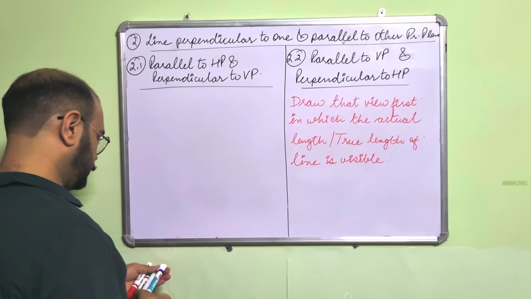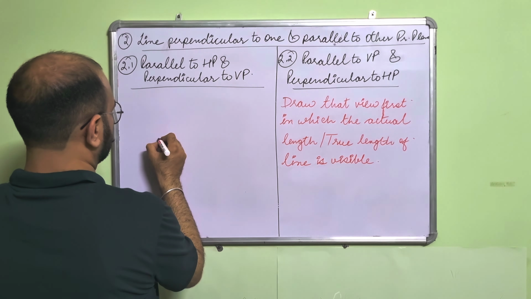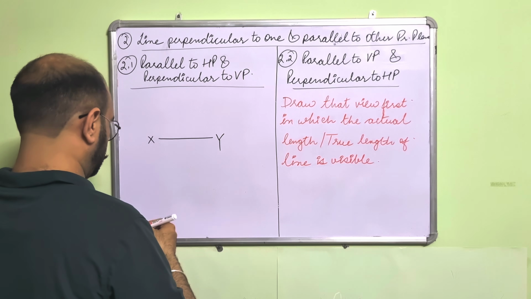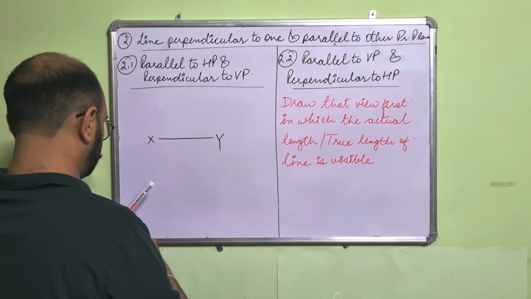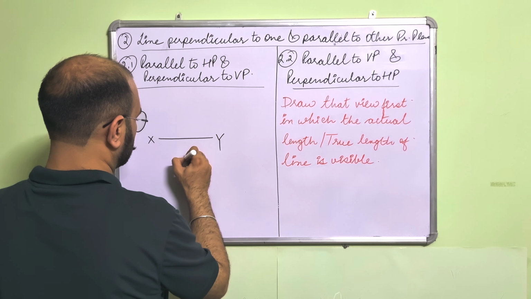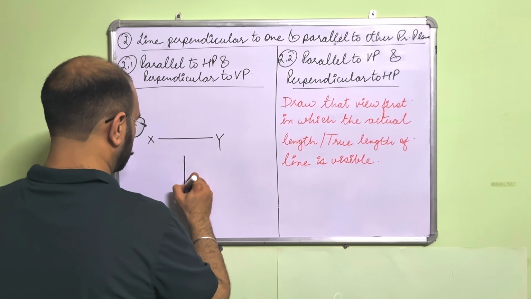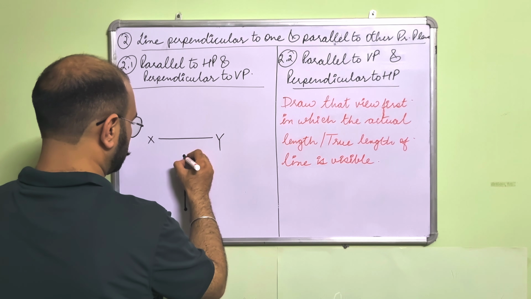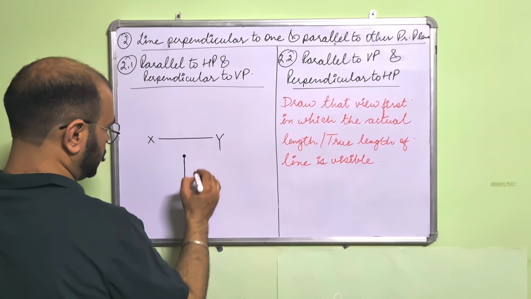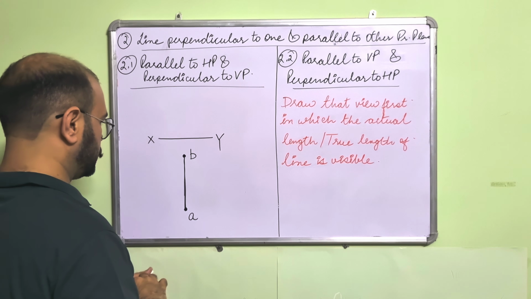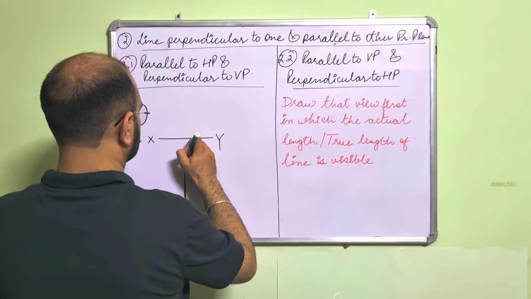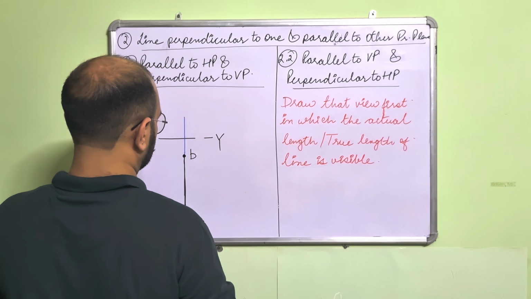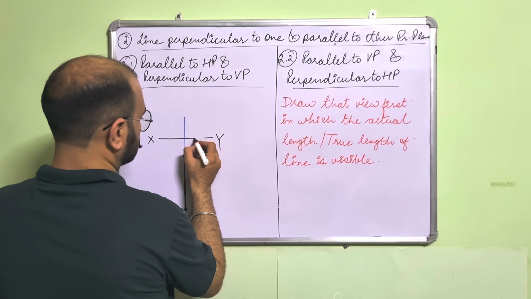Let us draw it for the first case. The XY line first, we will draw the XY line. Next, let us draw the line. This is the line when it is parallel to HP and perpendicular to VP. Let us suppose this is small a and this is small b. Draw the projection line.